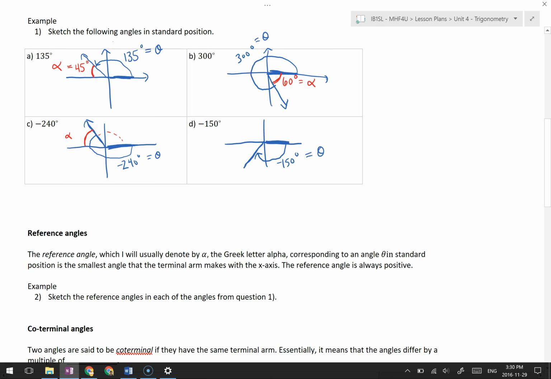Now what is that? Well, we rotated 60 degrees past 180. So here it would be 60 degrees. Finally, the reference angle for D, we can see the smallest angle between the terminal side and the x-axis is right here in red. And that is an angle of 30 degrees because we're 30 degrees shy of going the full 180 degrees. So that is sketching reference angles.